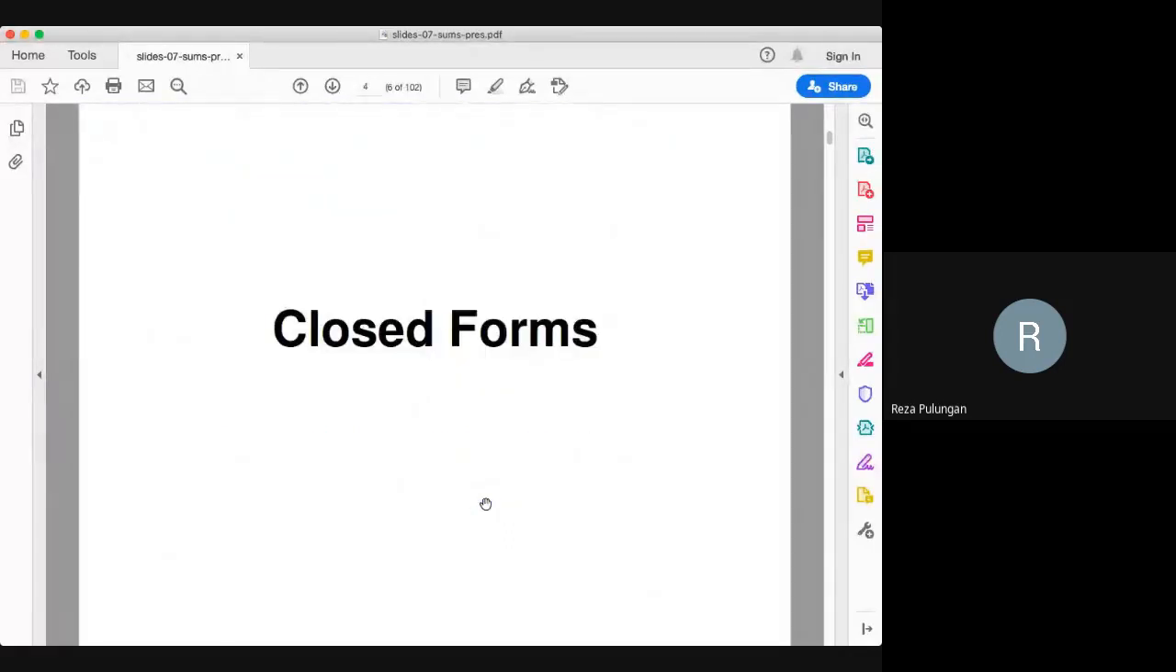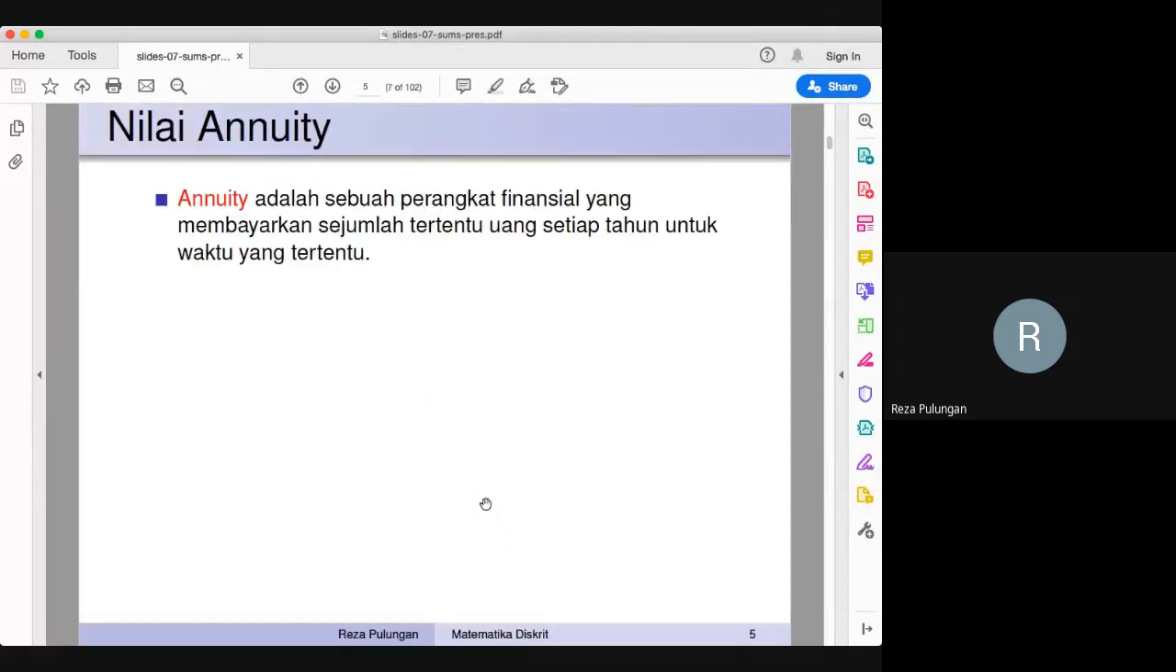Let's see first the closed form solution. I'm going to use an example to show how to find the closed form solution of a summation. We're going to talk about annuity, the value of an annuity.